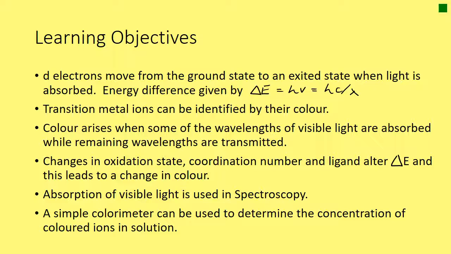So we also want to know that absorption of visible light is used in spectroscopy. So we'll need to know what spectroscopy is, and we'll have a look also at a simple colorimeter and how that can be used to determine the concentration of the coloured ions in solution. So that's what we're going to do in this video lesson. And why don't we start off with the d electrons.